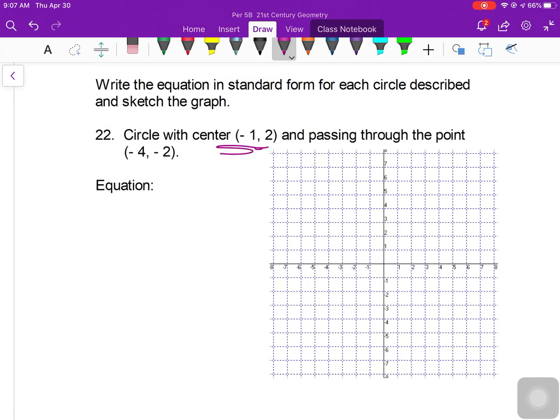This one looks very similar to the one we just did. They gave us the center again. Center's at negative 1, positive 2. And then they gave us a point that it goes through, negative 4, negative 2. Now the problem is we can't count to get that. We have to first find the radius. So the center is at negative 1, 2.